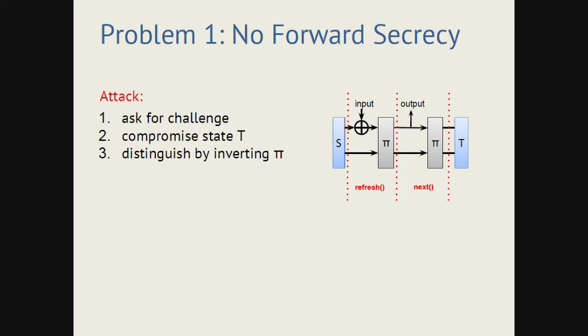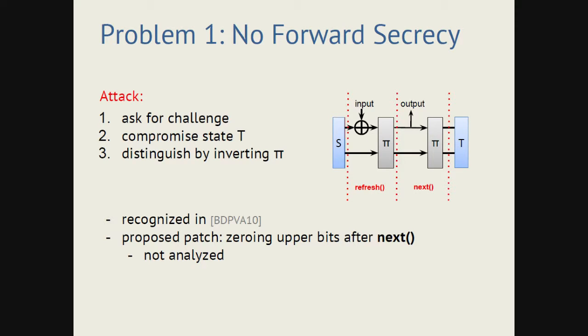Just imagine a simple attack where the attacker asks for a challenge. So in the real case, it would be this output that it gets, and then compromises the state and simply inverts the permutation, because remember, this is a public permutation, to check whether the challenge he got was actually real or random. And this problem was recognized in the paper that proposed this PRNG, and they also proposed a patch for it, which was to zero the upper bits of the state after each invocation of the procedure next. However, this proposal was only mentioned in passing and was not analyzed in that paper.